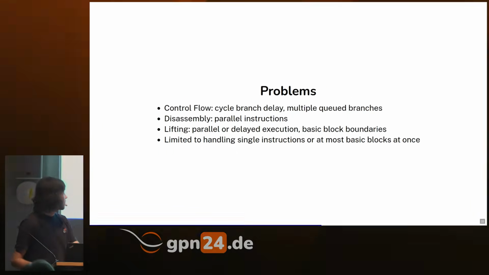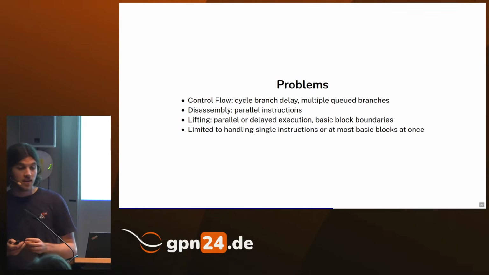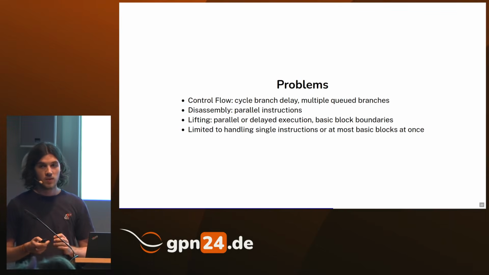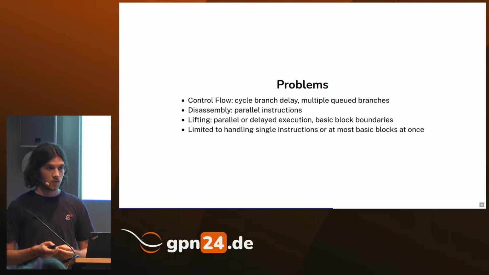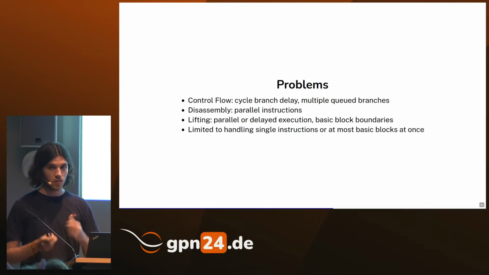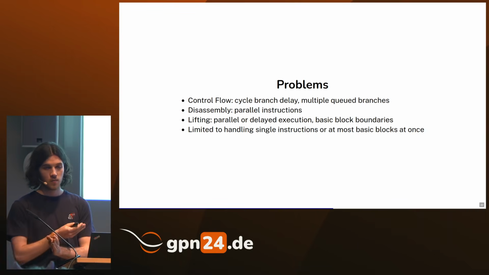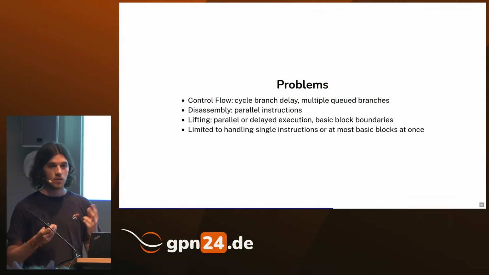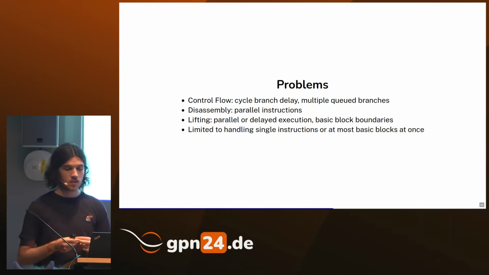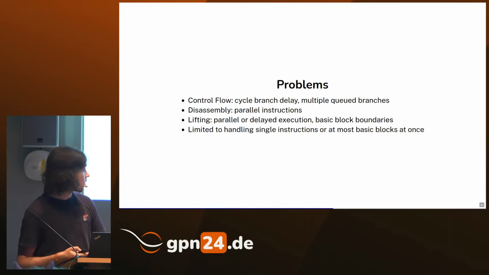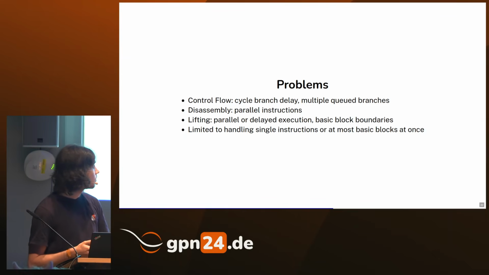And then there's lifting, and we have parallel and delayed execution. And there the problem is, if we have multiple instructions in parallel, they always first read registers, then they compute, and then they write back their results. So even two instructions that just move one register to another, if we have two of these, we could swap registers, and that wouldn't work if we would just translate them one by one.